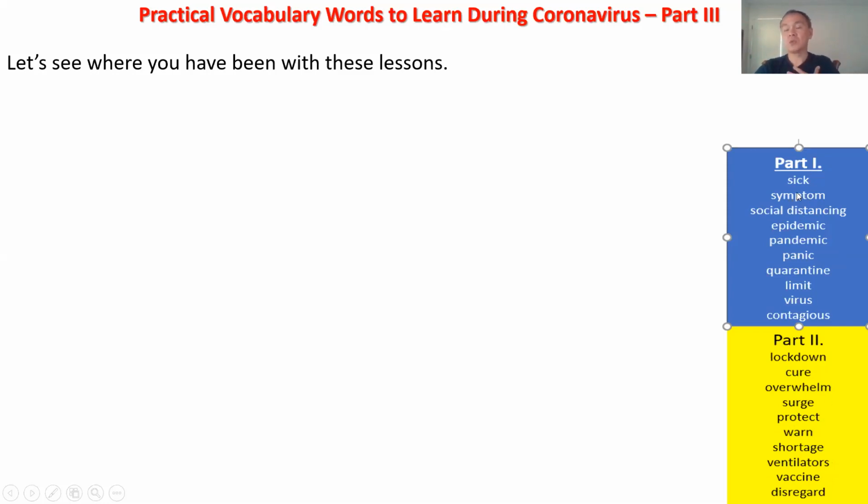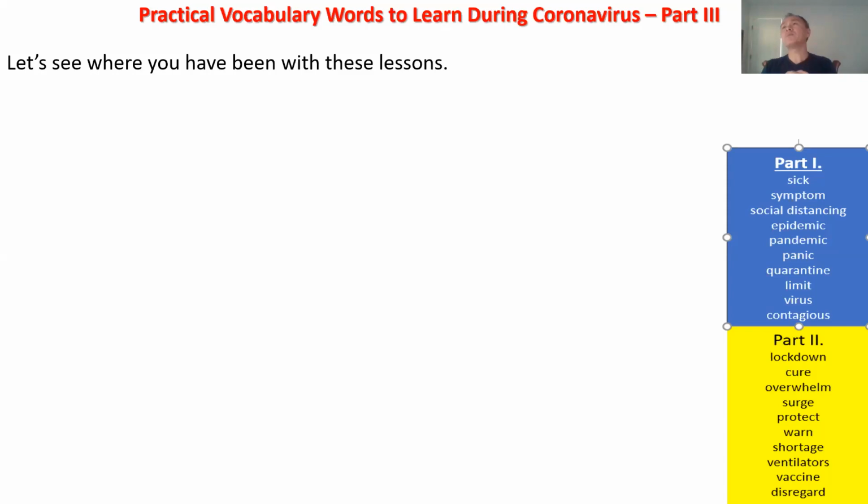So sick, when you're not feeling good. Symptom, signs that indicate something is wrong. Social distancing, when you are trying to separate yourself from other people. An epidemic is a time when something can happen to a region of a country, whereas a pandemic can happen to the entire country or many countries at one time. So pandemic is bigger than epidemic.